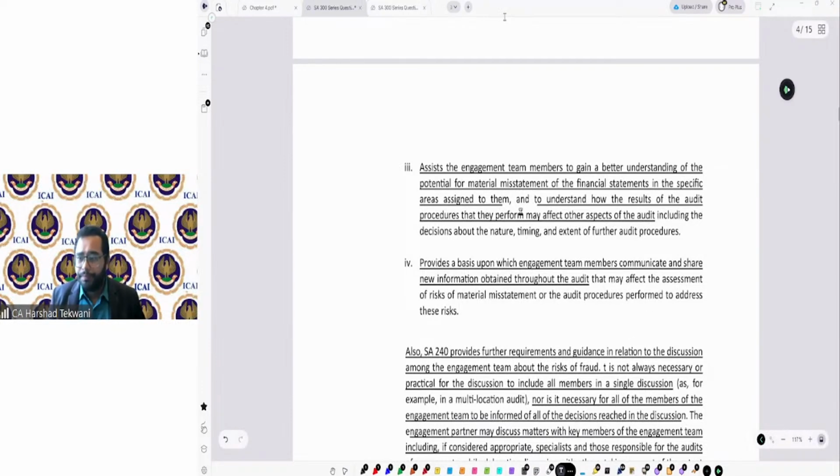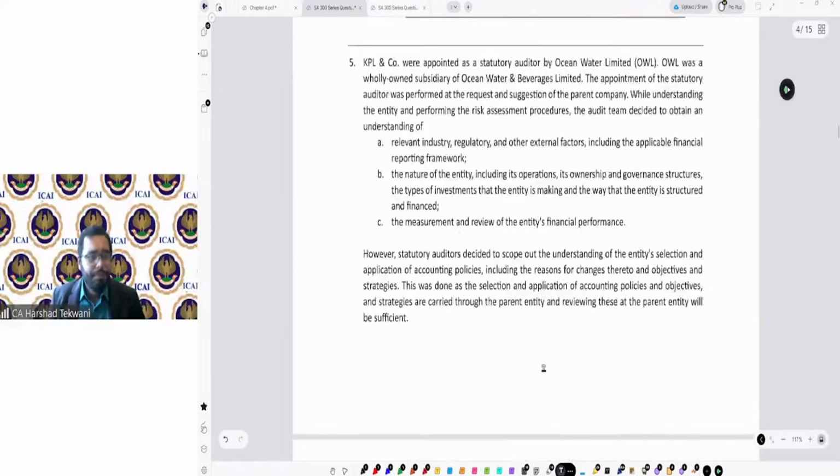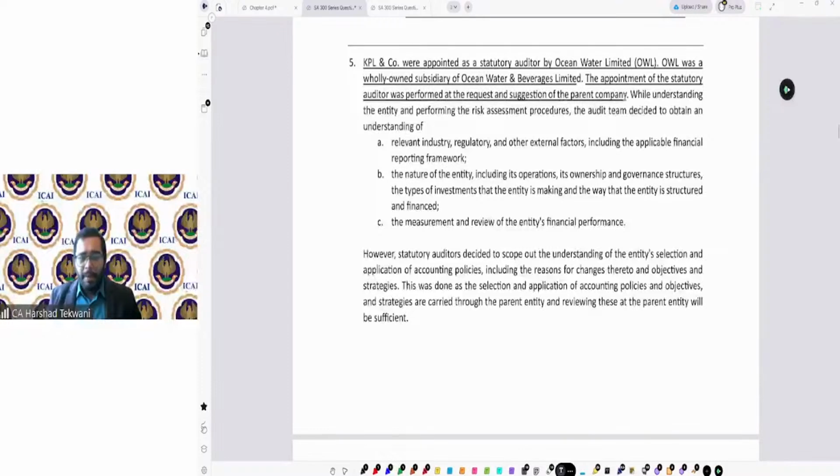Okay. Let me proceed further to the next question. KPL and company were appointed as a statutory auditor by Ocean Water Limited. Ocean Water was a wholly owned subsidiary of Ocean Waters and Beverages Limited. The appointment of the statutory auditor was performed at the request and suggestion of the parent company.